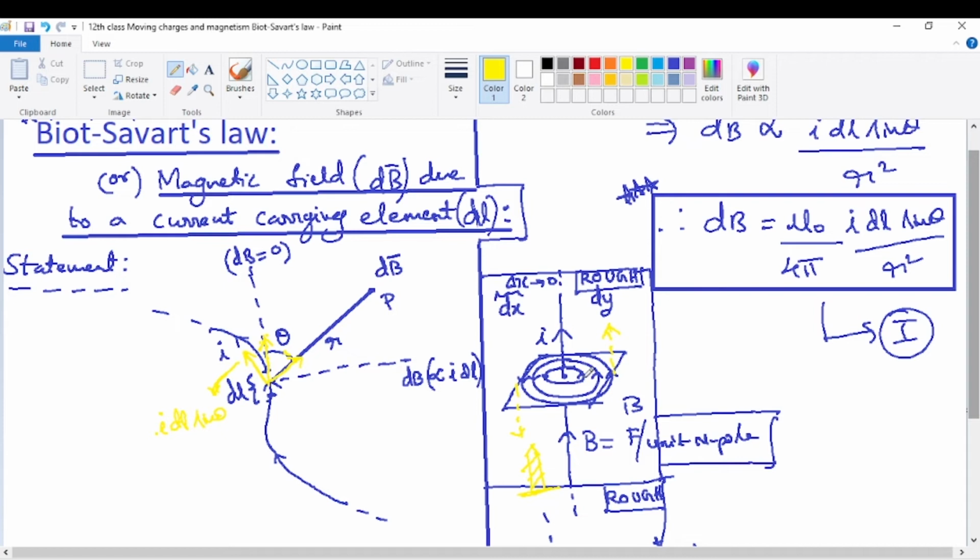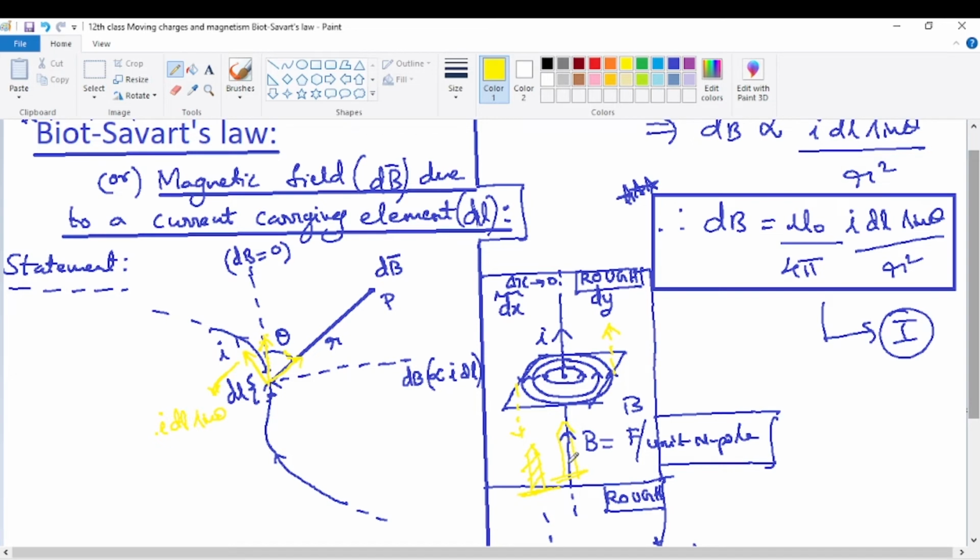We are seeing the screen from this side, and on the left hand side they will be towards us, like that. So using the right hand thumb rule or even the right hand corkscrew rule, the direction can be obtained. Very easy. So just check it once again. We are just putting it like this way, so here this way.